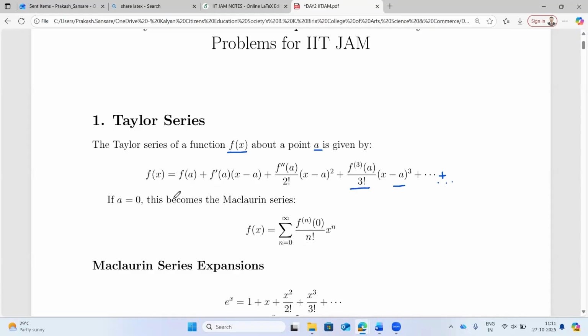If you miss out the dots, it means you're not writing an infinite series, so one should know that. When a is equal to 0, this series becomes a special series called the Maclaurin series. What is the definition of the Maclaurin series? When you find the Taylor series about 0, the Taylor series becomes a Maclaurin series. This is just a compact form of the above series: f(x) = summation n goes from 0 to infinity of f^(n)(0)/n! x^n, the nth derivative evaluated at 0. Here a is 0. If you replace a with 0, you'll get this expansion.